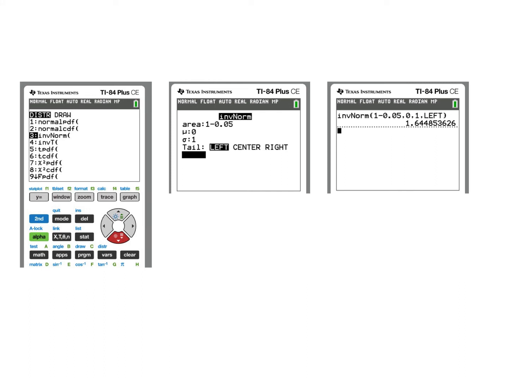So on your calculator, you're going to go to second vars again. It's going to take you to the distributions, and you want to choose the third option, inverse norm. Notice that we're going to type in the area to the left of our alpha region, so that's 1 minus 0.05. And then again, note that our population mean and standard deviation is 0 and 1 respectively, because we're on the standard normal distribution. And when you press enter, hopefully you'll see that you get the same answer, 1.64.